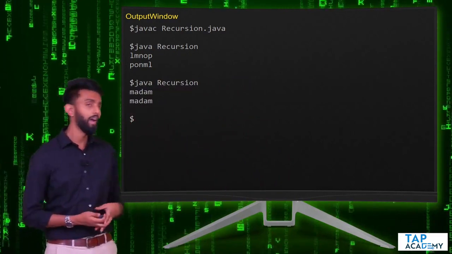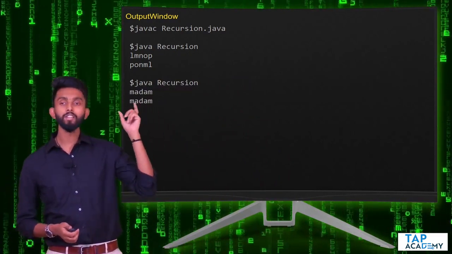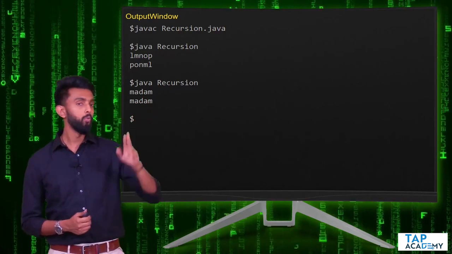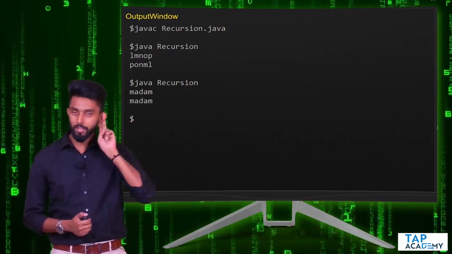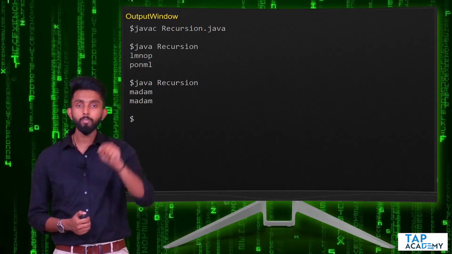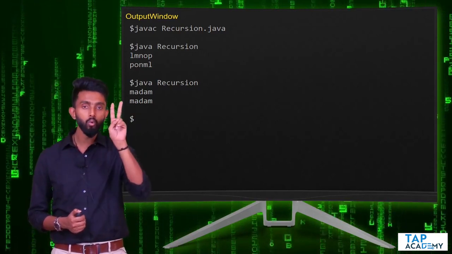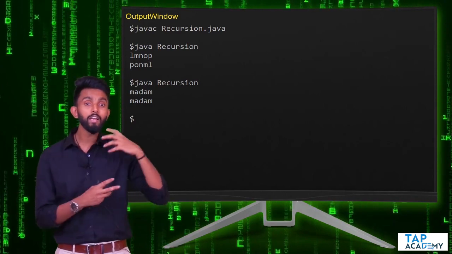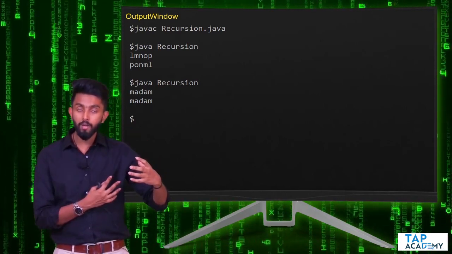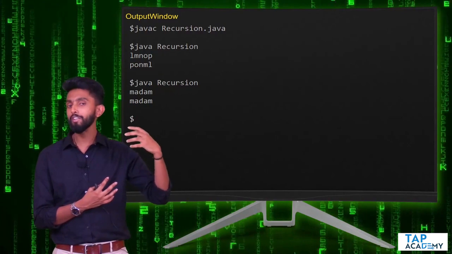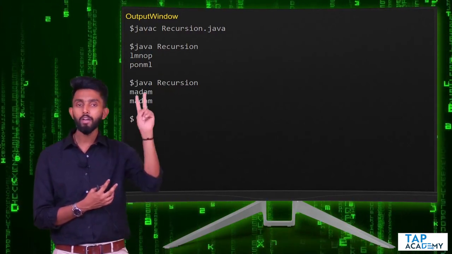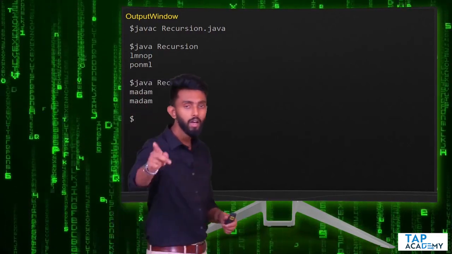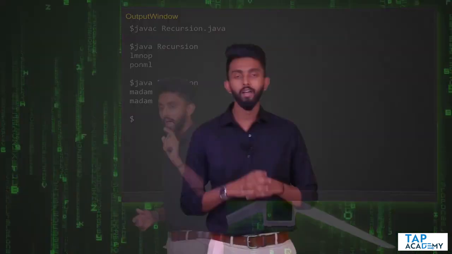Good. 100%. This is a palindrome. Why I purposely gave a palindrome as input is because the next program, which I am going to give you 2 minutes time to think about and provide a solution, is to write a recursive program which can check if a string is a palindrome or not. Take 2 minutes time, think about it, and I will come back and give you the solution.